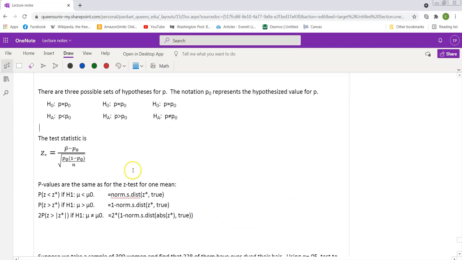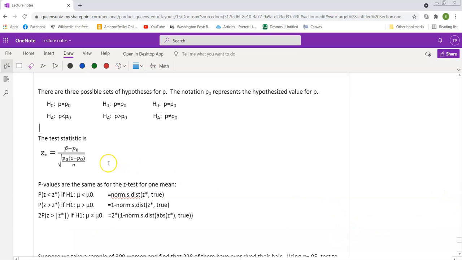The p-values, if you notice, this says z here. That means this is a z-test, which means to find the p-values, you're going to use the normal distribution. So NORM.S.DIST. So these formulas are exactly the same. In fact, I just copied and pasted from the z-test lecture. All right?